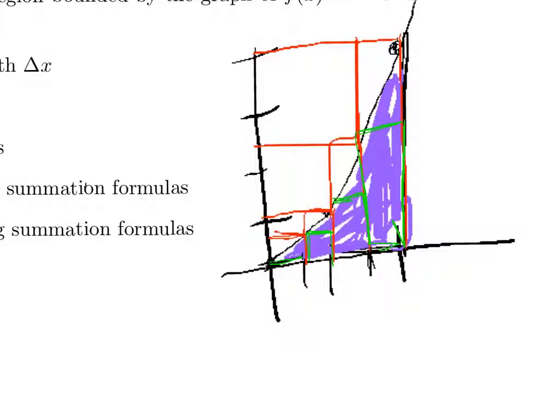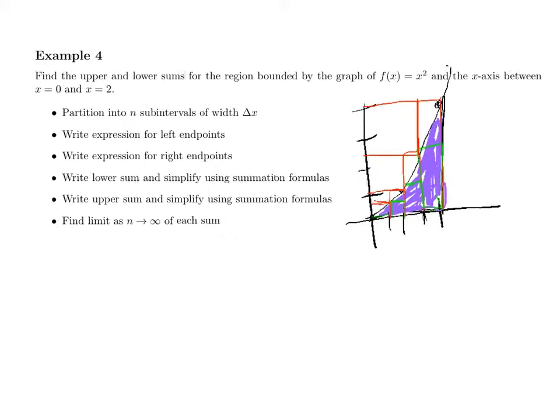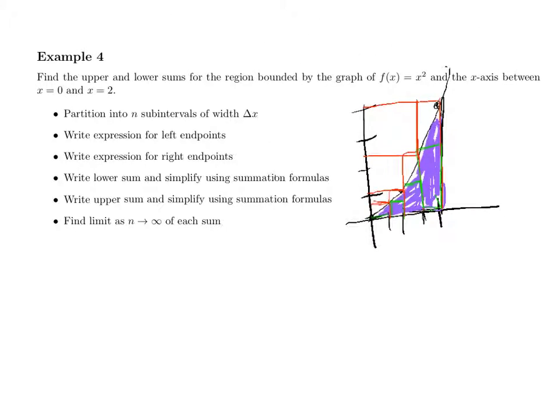Okay, so we've got 2 sets of rectangles we're going to look at. And once again, I drew 4, but we are going to partition into n subintervals. And we are going to assume that each subinterval is the same width. You don't always have to do that, and we'll talk more about what it means to not do that later. But we're going to assume that each one is the same width, okay?